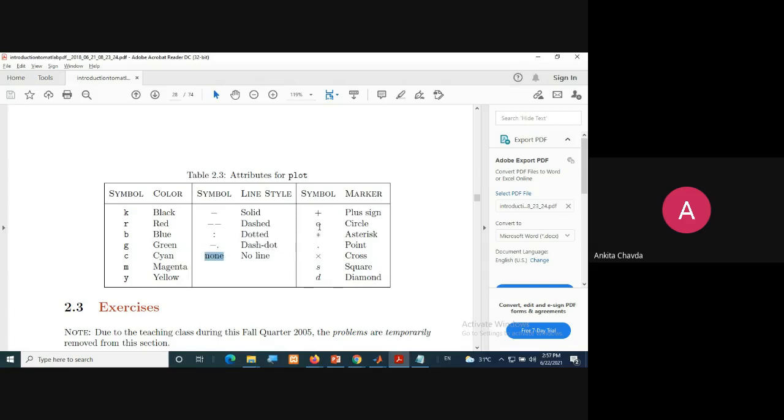Okay, markers are like you've seen in the graph, no? This plus sign and this circle and asterisk sign and dot and cross and all. Okay, square, diamond. So if you want such kind of marks, then you can use this marker.